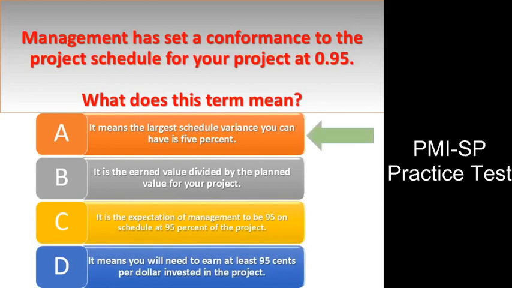Answer A. Explanation. Conformance to schedule is a required adherence for the project's schedule. In this instance, the project manager must not allow the schedule to slip more than 5%. Answer option B is incorrect. This is the description of the schedule performance index. Answer option D is incorrect. This is the description of the cost performance index. Answer option C is incorrect. This is not a valid statement about the project performance.